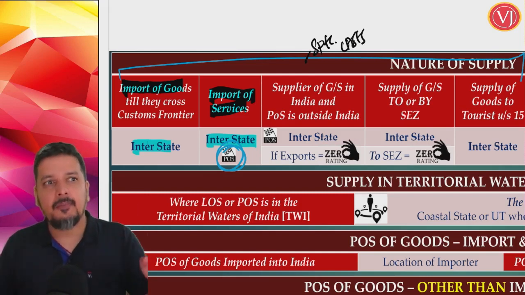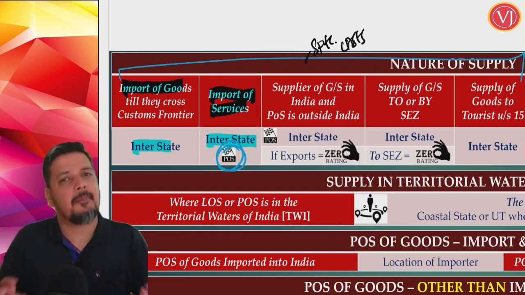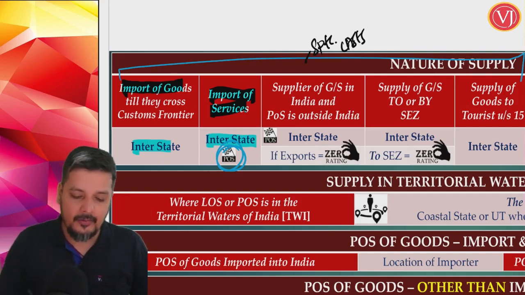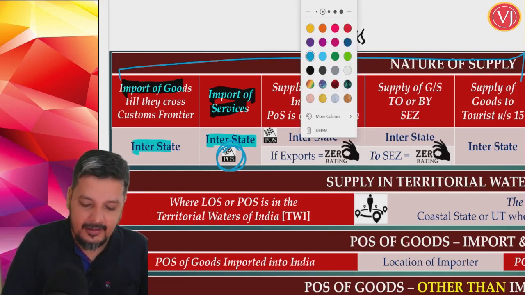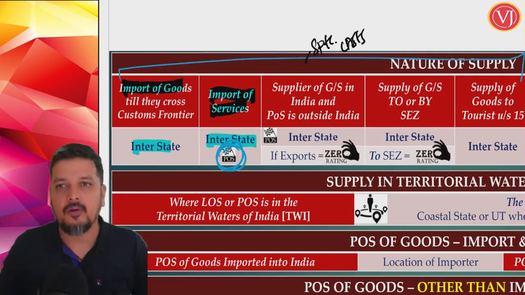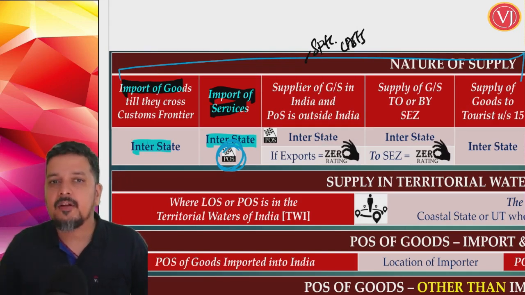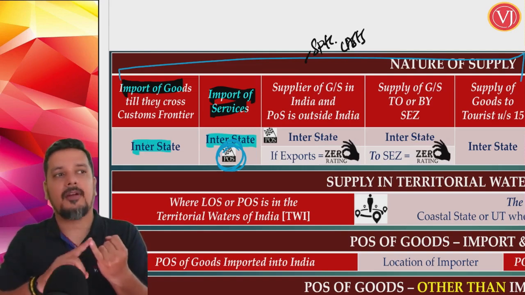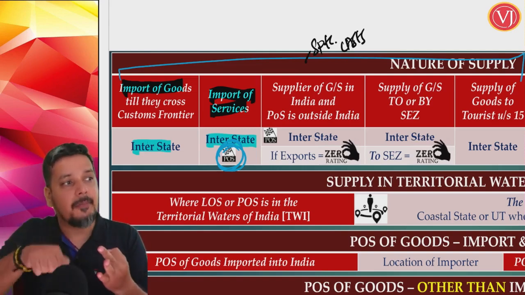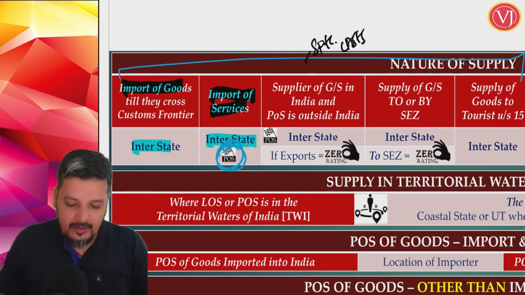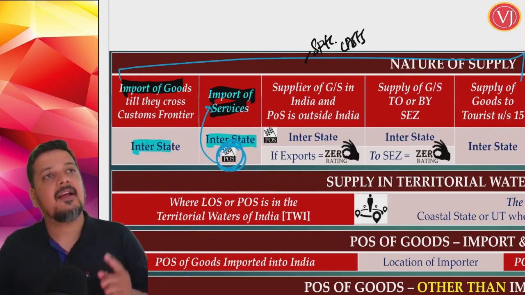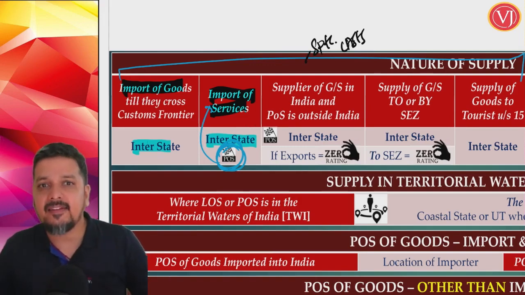Second, for import of goods, you do not even find place of supply. By default, it is interstate supply. For import of services, the conclusion that it is interstate supply will be reached only when you find out why, because import of service has 3 conditions: supplier outside India, recipient in India, and place of supply in India. Only when place of supply is in India will you categorize it as import of services.